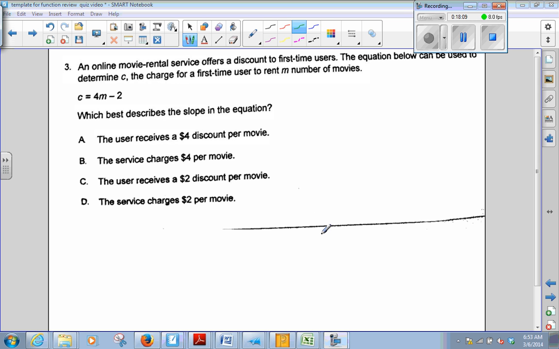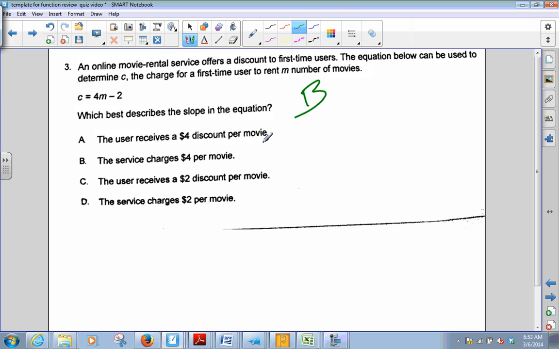So number 3, the answer should have been B. So if you got that correct, you can just move on. I'm going to go ahead and work it for those of you guys that did not get it right. It says an online movie rental service offers a discount. Okay, a discount is when you actually take away cost. It's usually in the form of subtraction to first-time users. A lot of services do that. The first time you use it, they charge you a little bit less just to get you to try it out. The equation below can be used to determine C, the charge for a first-time user to rent M number of movies. So this tells you how many movies that you rent.